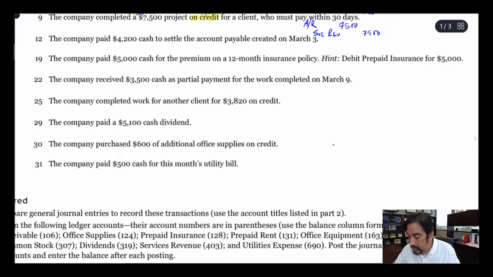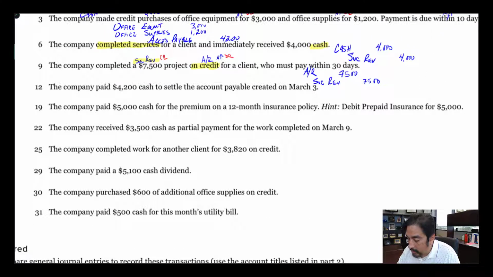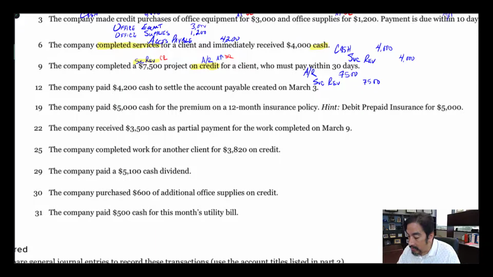Next, we've got 12 that says the company paid $4,200 cash to settle the accounts payable created back on March 3rd. So up here on March 3rd, we bought office equipment and office supplies for $4,200 and charged it to accounts payable. So now on the 12th, we're paying off that $4,200. So our accounts are going to be cash and accounts payable.